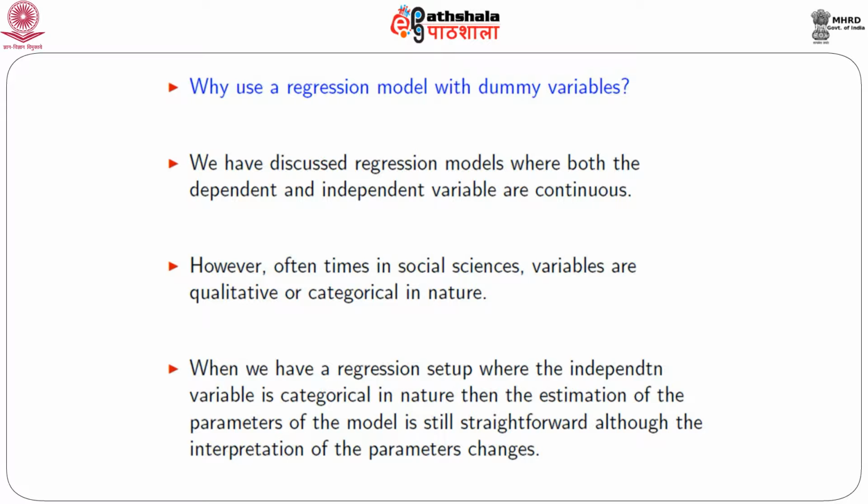Oftentimes in social sciences, variables are qualitative or categorical in nature. For example, if we want to base a study on comparing the different attitudes of male and female, in that case, gender used as an independent variable would be categorical. So, when we have a regression setup where the independent variable is categorical in nature, then the estimation of the parameters of the model is still straightforward, although the interpretation of the parameters is not the same as it was in case of simple and multiple linear regression.